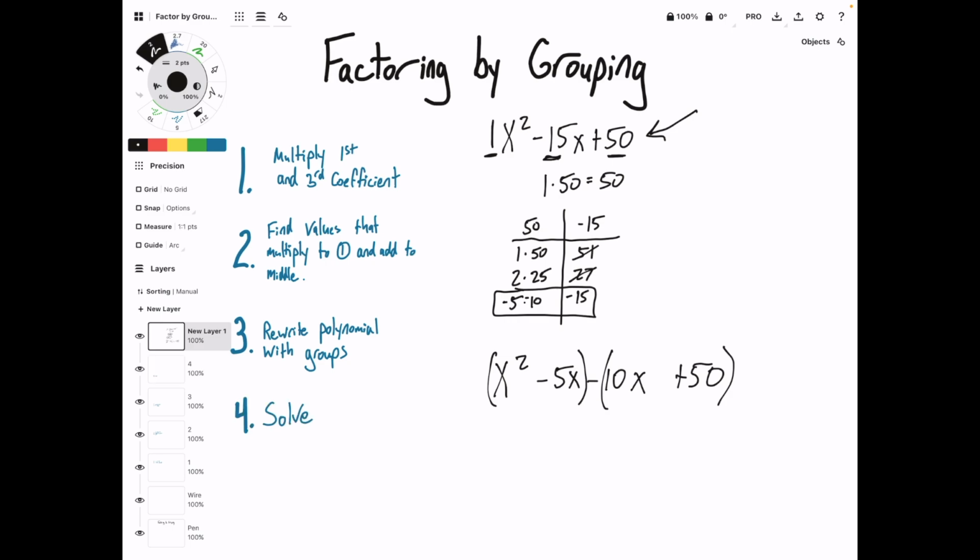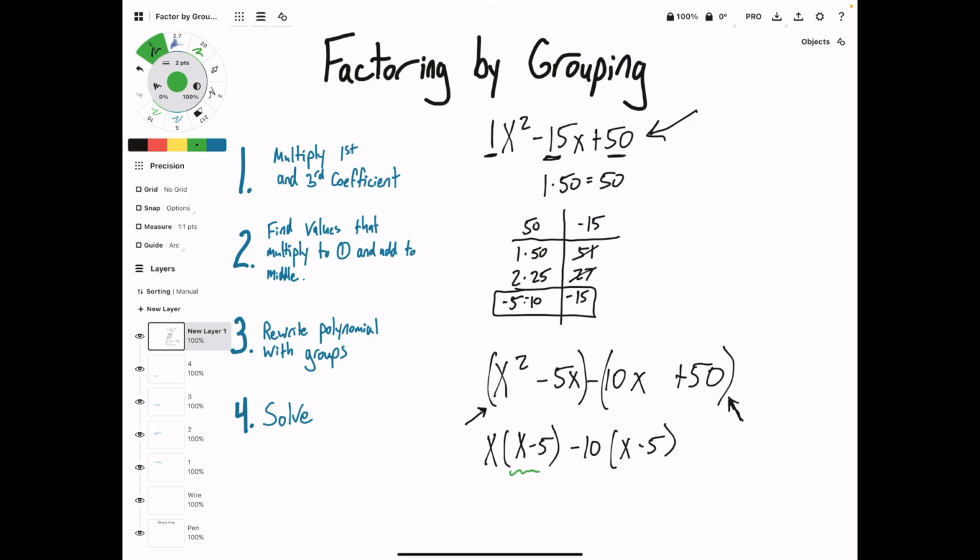And then finally, step 4 is to factor these elements. When we do that, we're going to factor each side separately. So for the first part, we're going to pull an x out. We're going to have x minus 5. And then for the second part, we're going to pull out a negative 10. So we're going to have x, and then taking negative 10 out of 50 gives us negative 5.